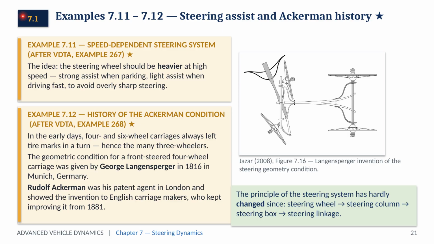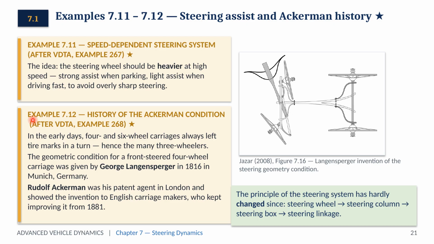The last slide of this part combines two short examples. Example 7.11 is the speed-dependent steering system. The idea is natural. The steering wheel should be light when parking and heavier as speed rises, so steering never becomes too sharp at high speed.